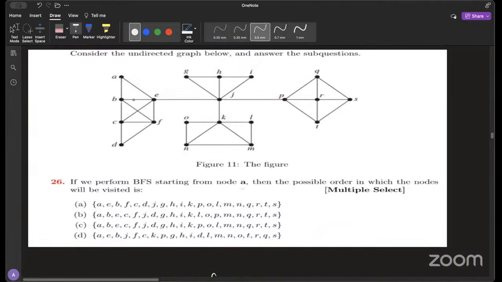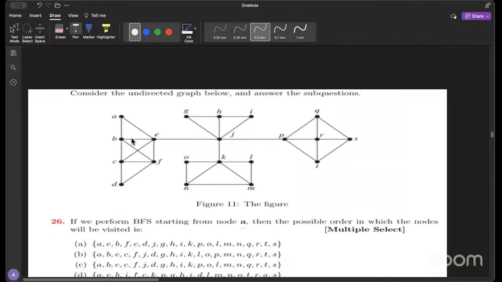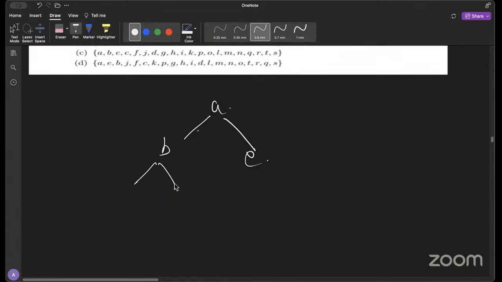So A, then you have B and E on the next level. This is, let's say, the first level, and this will be the second one. A, B, E, and no other vertices. Then B is connected to C, and E need not be counted again. So C, and then it's connected to F. So you'll have C and F here.